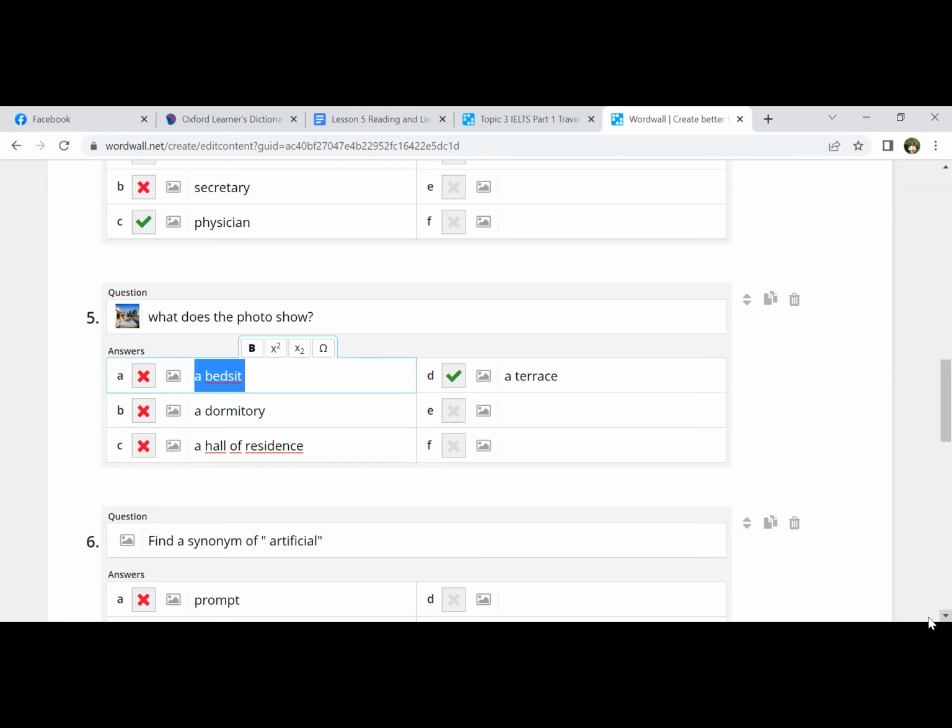Linh Nguyễn, please. Hello, Linh. What is a bed sit? Linh Nguyễn, can you please unmute yourself? Yes, I'm here. I'm not sure, but I think it is a synonym for apartment or flat. Wow. Well, a bed sit is usually smaller compared to an apartment. So it's like a studio. Yes, very similar to a studio flat, right?